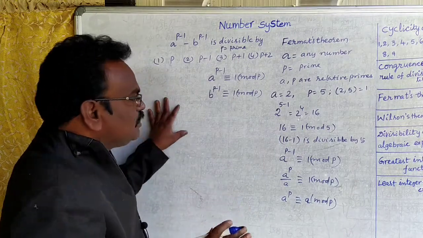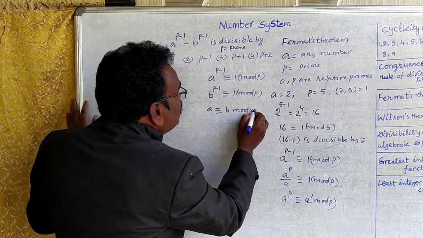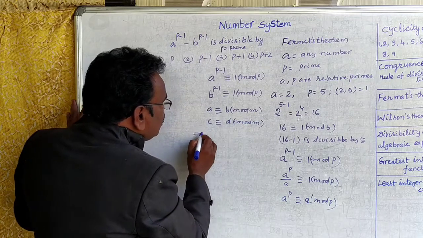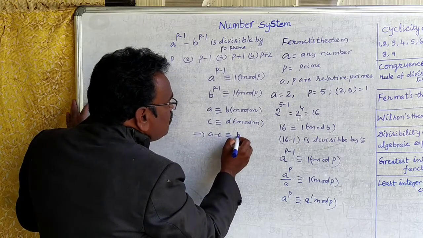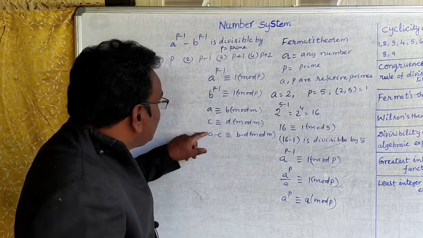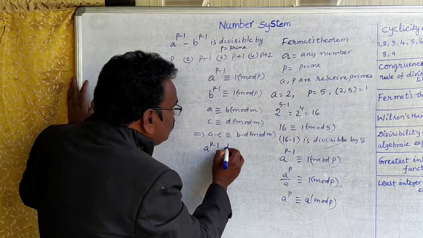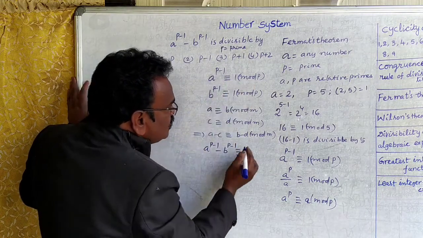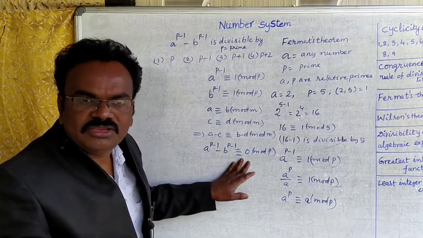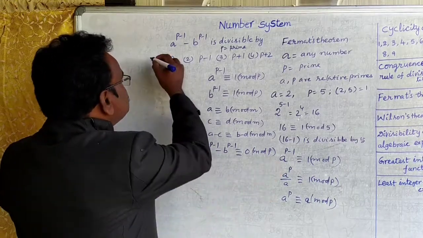According to congruency rules, if a is congruent to b mod m, and c is congruent to d mod m, then a minus c is congruent to b minus d mod m. This is the rule. Already we have learned this rule. So like that, for this subtraction, a to the power of p minus 1 minus b to the power of p minus 1 is congruent to 1 minus 1, that is equal to 0 mod p. That means remainder 0. If remainder 0, it is divisible by p. That means this is the right answer.